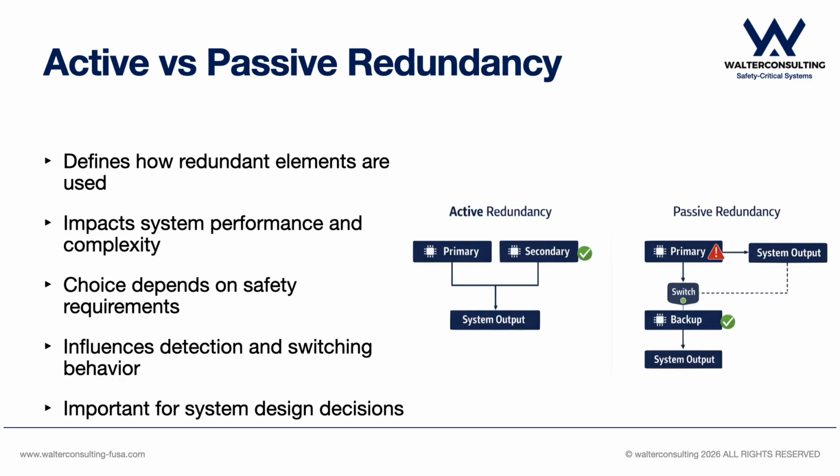Another important distinction is how redundancy is used. There are two main approaches: active redundancy and passive redundancy. In active redundancy, multiple elements operate at the same time. They all contribute to the system output. In passive redundancy, only one element is active. The backup is only used when the primary element fails. So here is a key question. Should both channels run continuously, or should the system switch only when needed? The answer depends on the system requirements and safety goals.